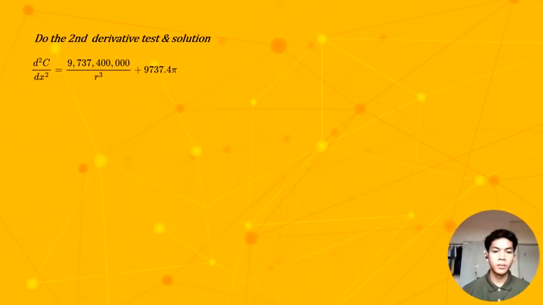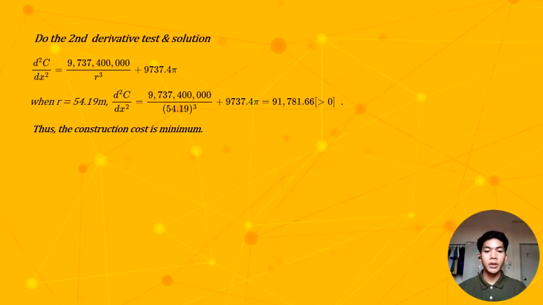Next step, we need to proceed to the second derivative test on the cost formula to determine whether the cost is minimum or maximum. By that, the second derivative of the cost formula is equivalent to 9,737,400,000 over R³ plus 9,737.4π. As we know the R value is 54.19 meters, we can substitute the value into the second derivative of the cost formula. The value after substituting R is 91,781.66. Therefore, the cost is minimum as the value is greater than 0.